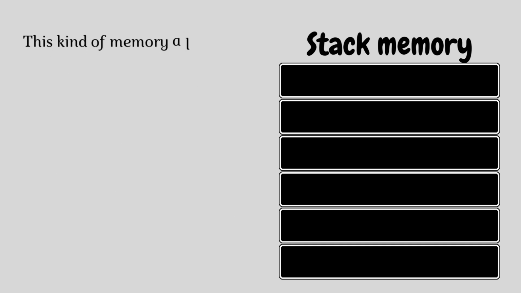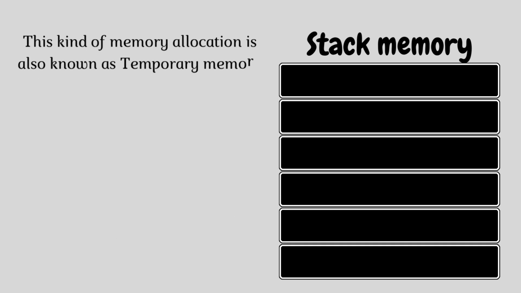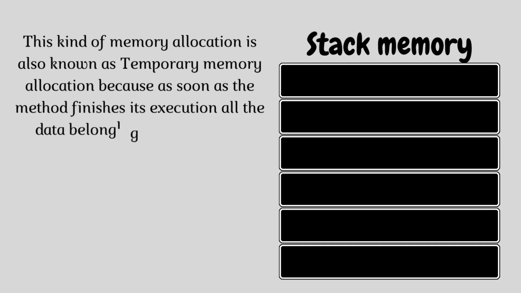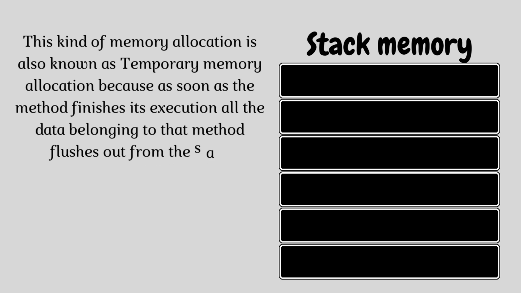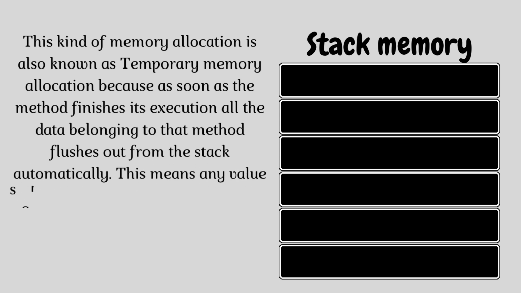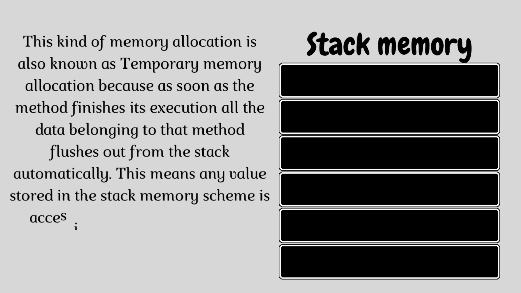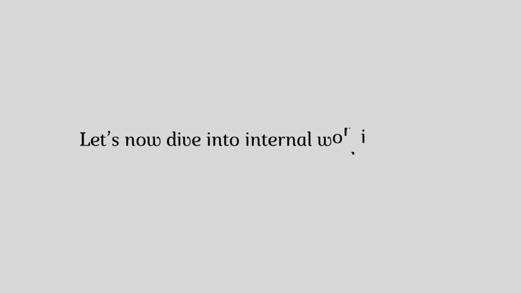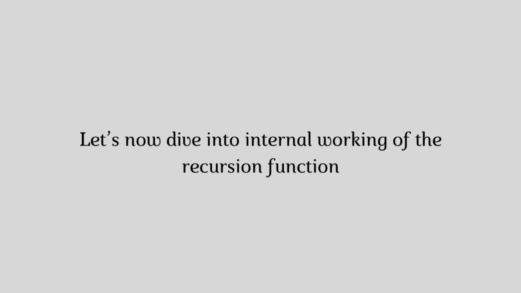This kind of memory allocation is also known as temporary memory allocation because as soon as the method finishes its execution, all the data belonging to that method flushes out from the stack automatically. This means any value stored in the stack memory scheme is accessible as long as the method hasn't completed its execution and is currently in a running state. Let's now dive into internal working of the recursion function.